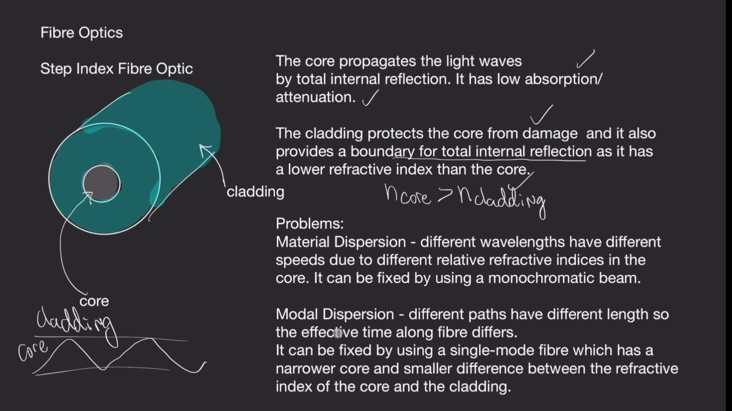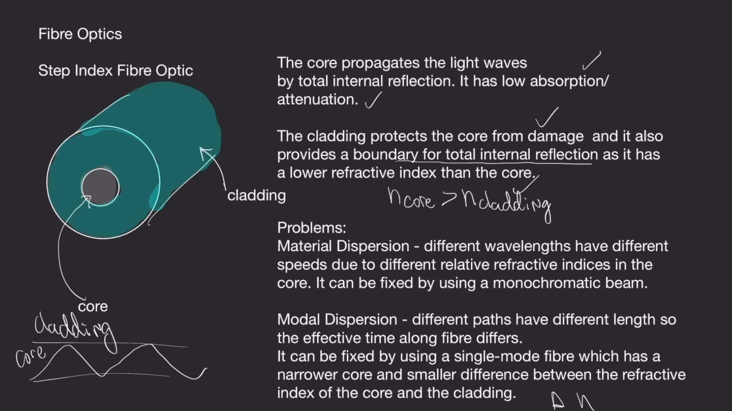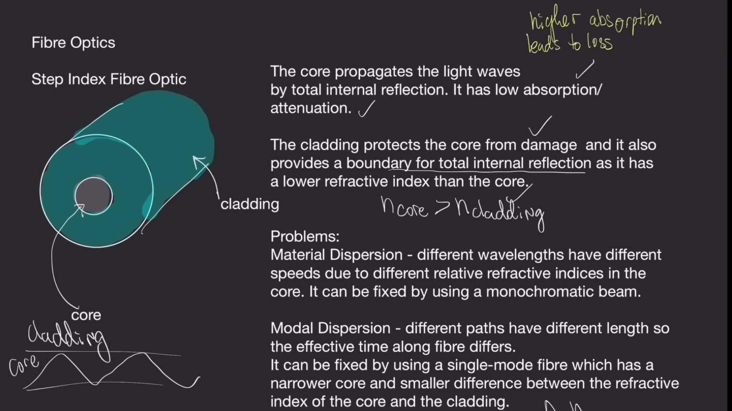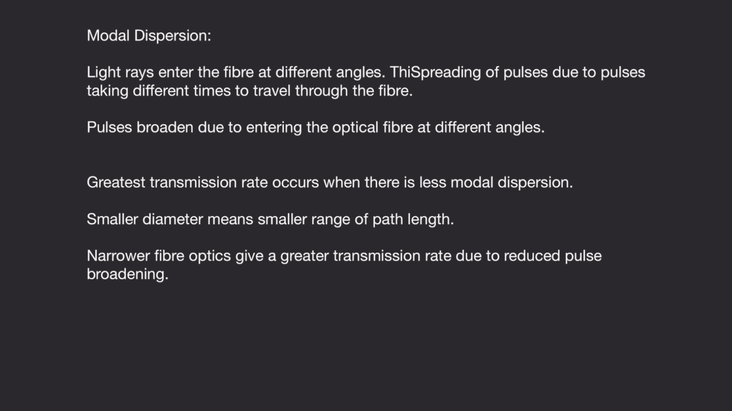You can also have modal dispersion where different paths have different lengths, so the effective time along the fiber differs. It can be fixed by using a single mode fiber, which has a narrower core, smaller difference between the relative refractive indices of the core and the actual cladding. Sometimes this appears as delta n in the actual questions. Just a little note about the absorption of the core. It has a low absorption, but if it had a higher absorption, this would lead to a loss in the amplitude of the signal. And let's talk a little bit more in detail about modal dispersion.